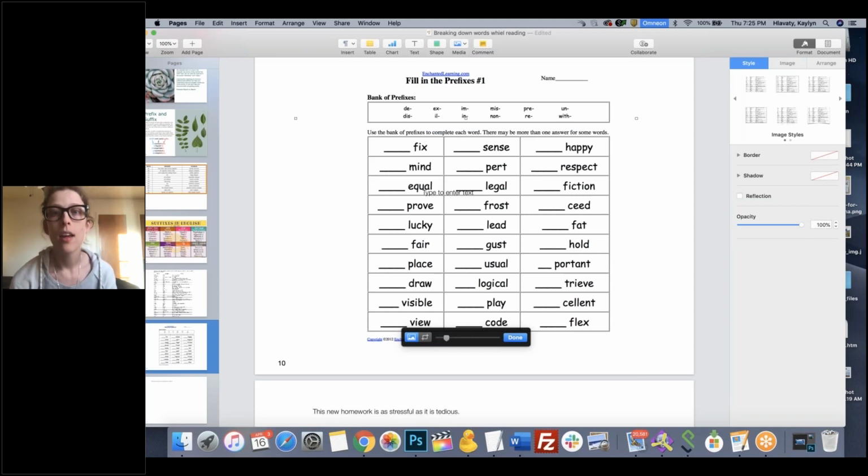So unhappy. That would change the meaning of happy greatly, because you're no longer happy. You're not feeling happy, you're feeling sad, you're feeling kind of down. So you'd put unhappy with this. I don't really see any other ones that would work for that one.